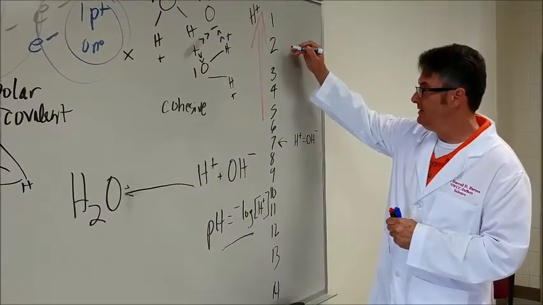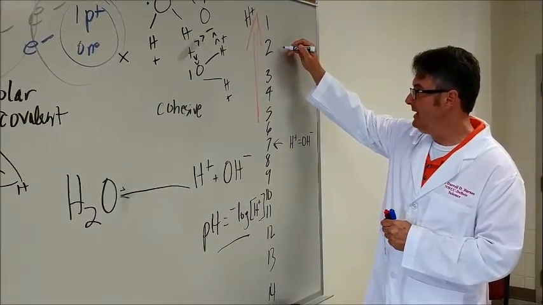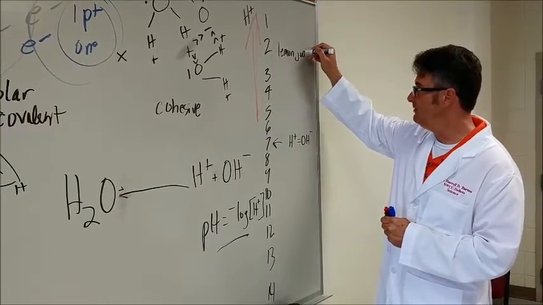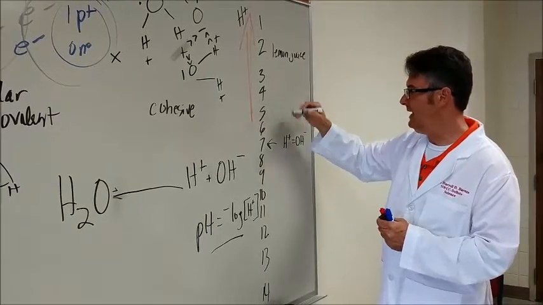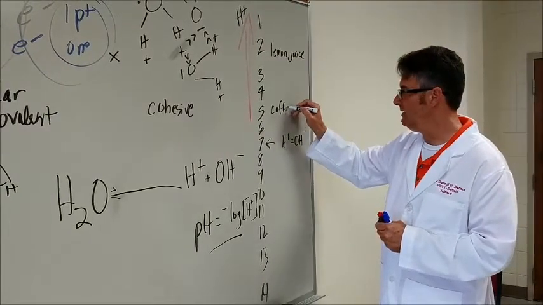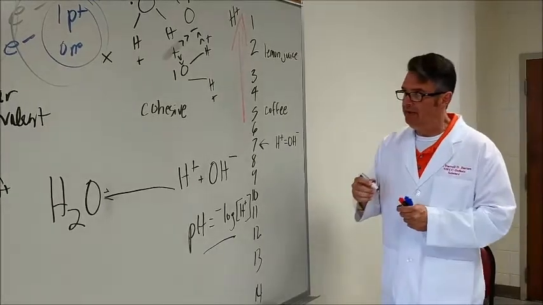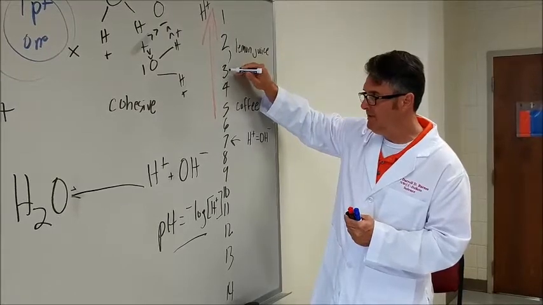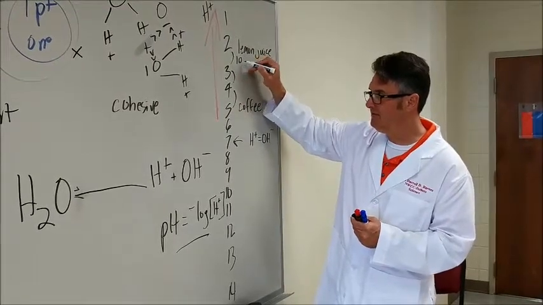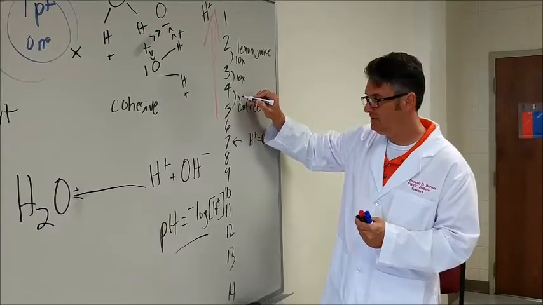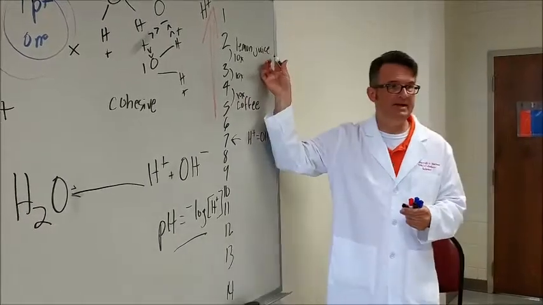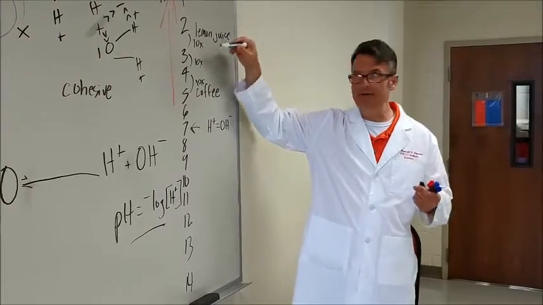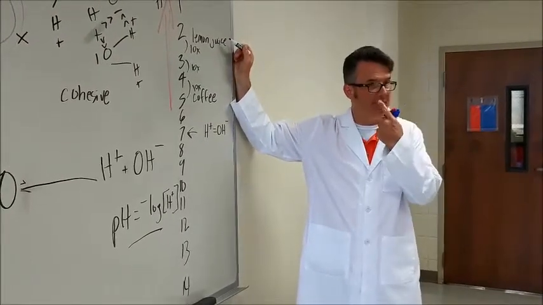Let's say that lemon juice is about a pH of 2, and let's say that coffee is about a pH of 5. An interesting thing to notice is that between every number on the pH scale, there is a tenfold difference. So basically we would say that coffee is 10 times 10 times 10 weaker than lemon juice when we talk about acid.